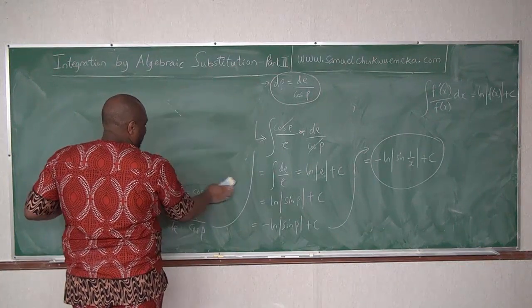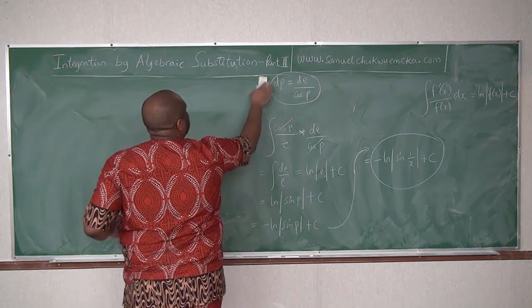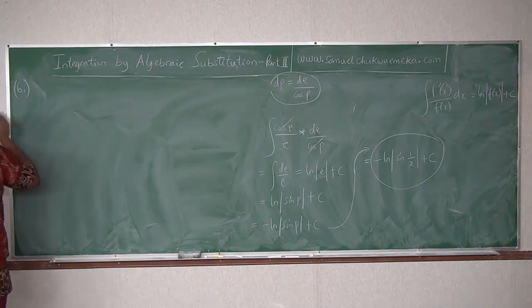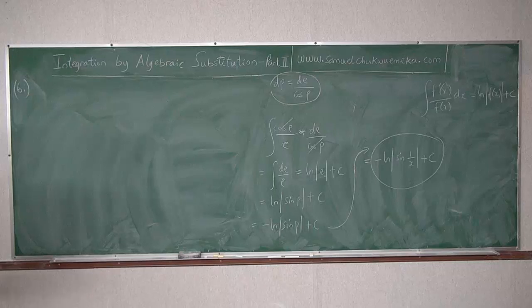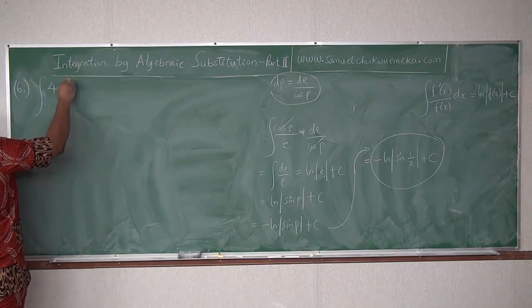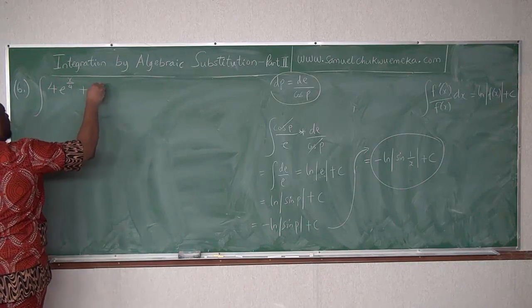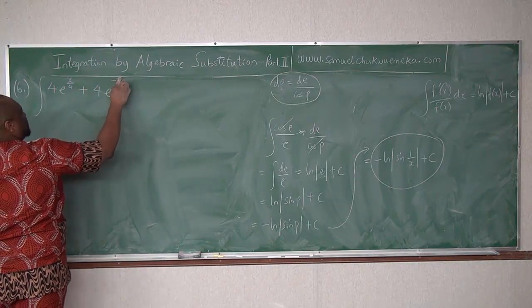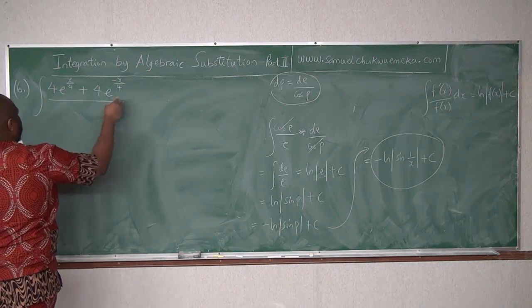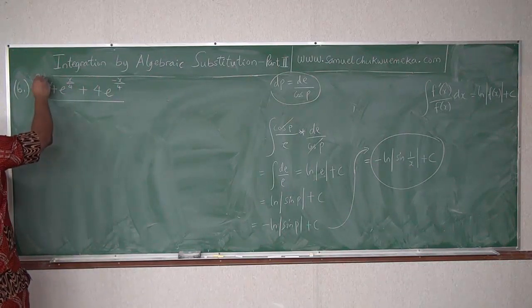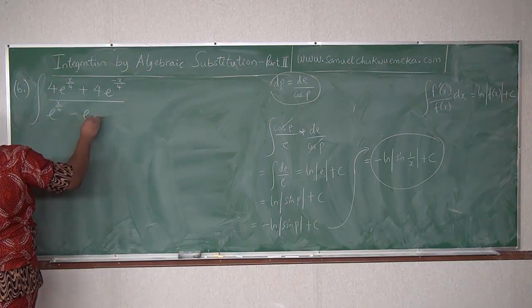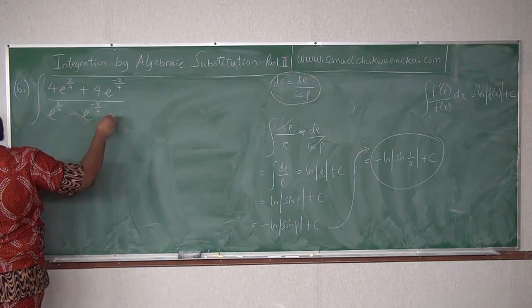Question 6 says, we have the integral of 4e exponent x over 4 plus 4e exponent negative x over 4, all over e exponent x over 4 minus e negative x over 4, dx.